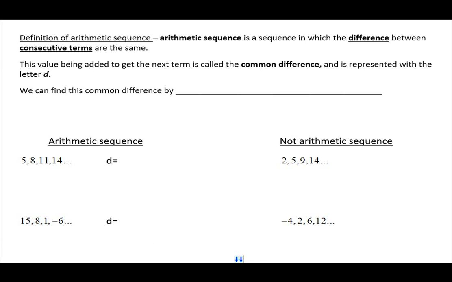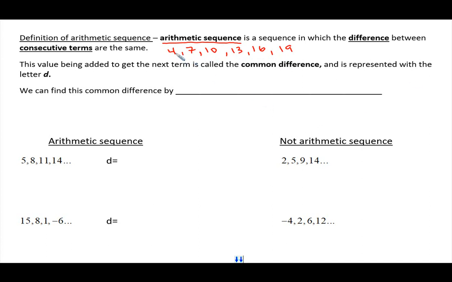Alright, when we're dealing with sequences, there's a very specific type of sequence that's very common. It's called an arithmetic sequence. An arithmetic sequence is a sequence in which the difference between consecutive terms are the same. I'll give you guys an example right here. Let's say we have 4, 7, 10, 13, 16, 19, right? So this would be considered an arithmetic sequence, alright?